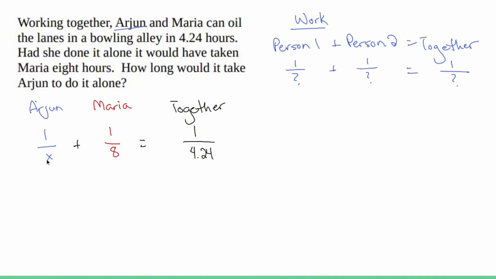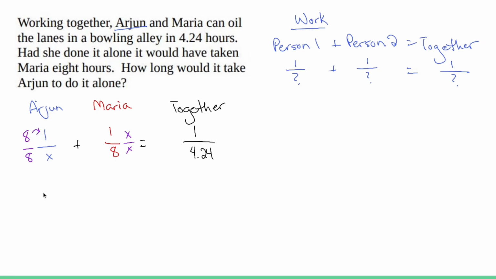Now on the left side, we have two fractions with different denominators. I can't combine them because the denominators are not the same. So the way you make the denominators the same is you take the denominator of the one and multiply the other top and bottom by that denominator. So I'm going to multiply 1 over x by 8 over 8, because the denominator is 8.